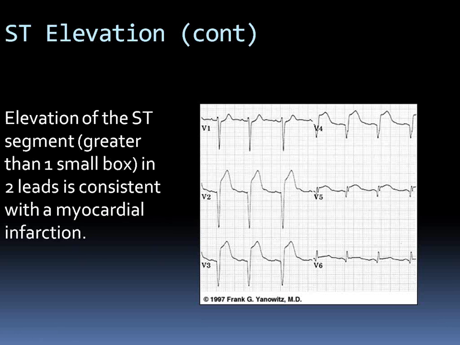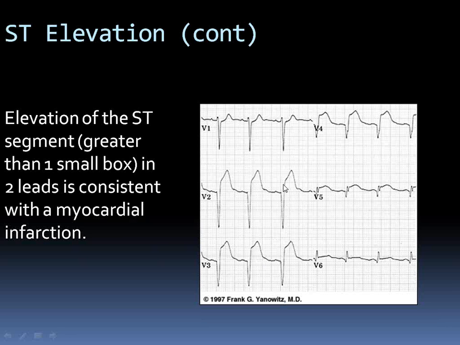Now, how much of an elevation do you need to call it an ST elevation MI? Well, this is one big box which is comprised of 5 small boxes. You need to have an ST segment that is elevated by at least one small box, not the whole big box, one small box, in at least 2 consecutive leads. So once again, how do you diagnose an ST elevation MI? You look at the ST segment. It has to be elevated by at least one small box as compared to the TP segment, and it has to be in 2 consecutive leads.